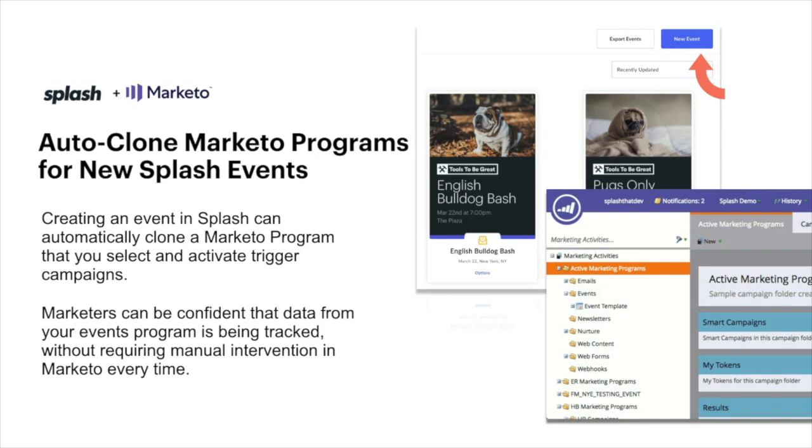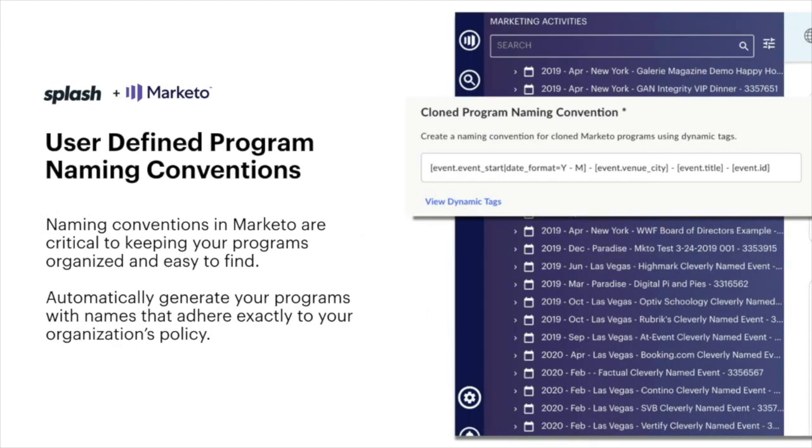On top of that, user-defined program naming conventions. When we're talking about scale, organization and meticulous record keeping is everything. And what Splash allows you to do is, upon that cloning, use dynamic fields from the event to clone those programs using the naming convention that your instance of Marketo is programmed to use. This can't be overemphasized.